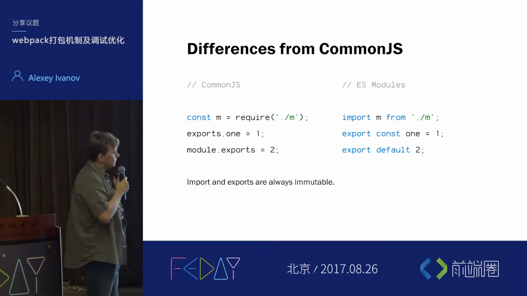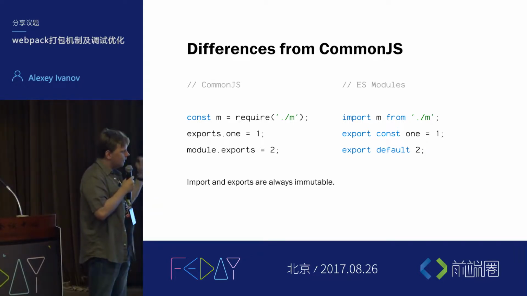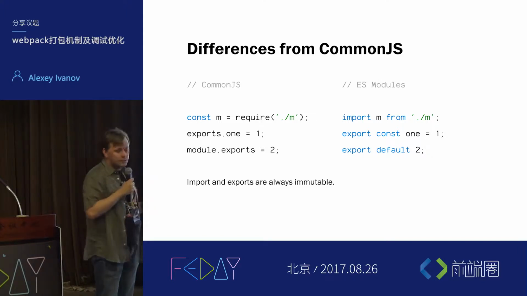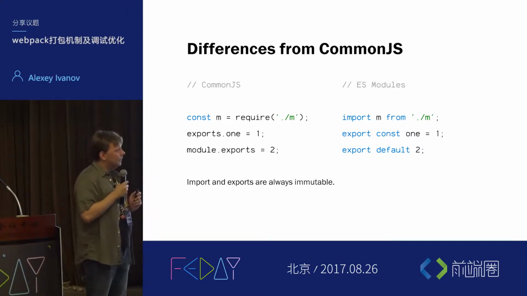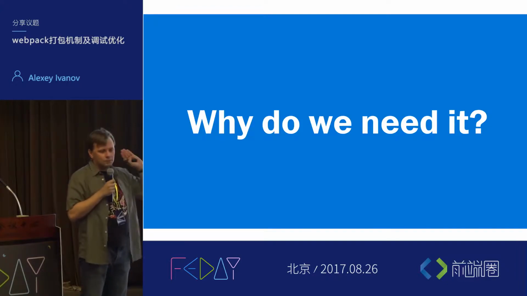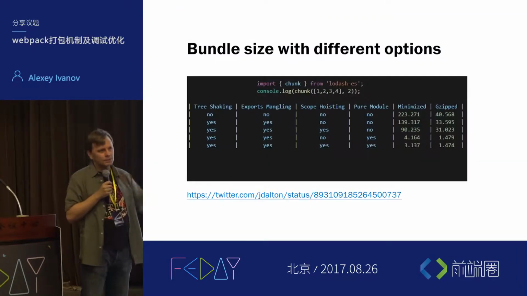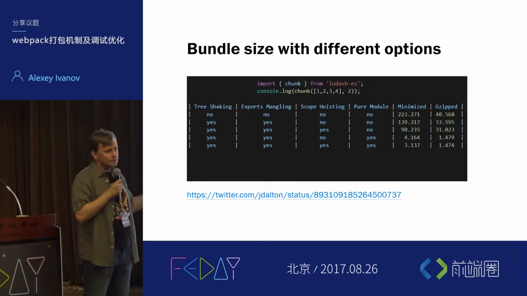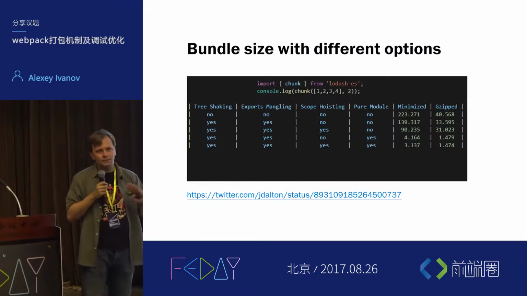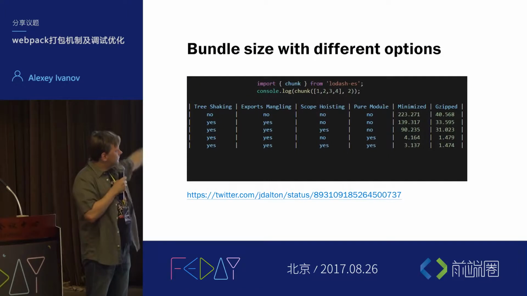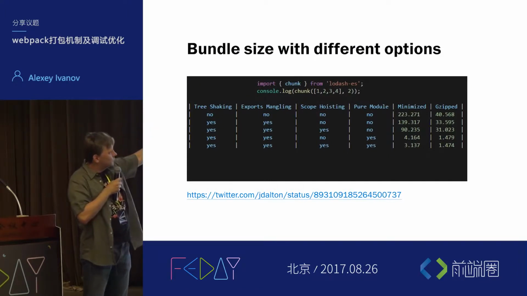And why is it important? Let me show you this slide. It's a tweet from John-David Dalton, creator of Lodash, and it's a table comparing how much code we can remove from Lodash loaded inside our bundle with different flags enabled in Webpack. There are 3 lines that are important for us: tree shaking, scope hoisting, and pure modules.